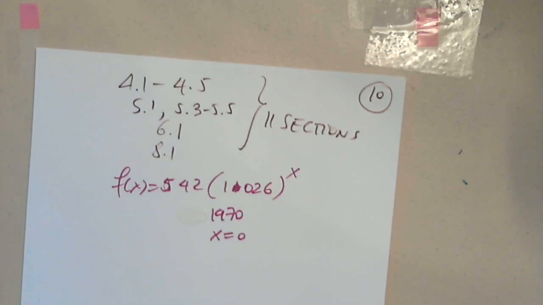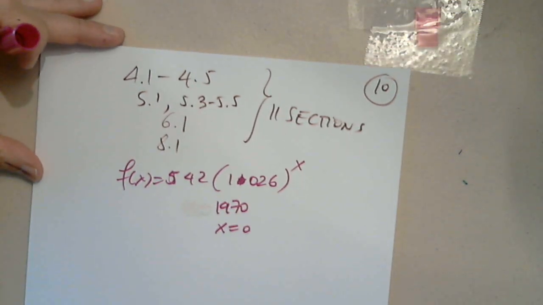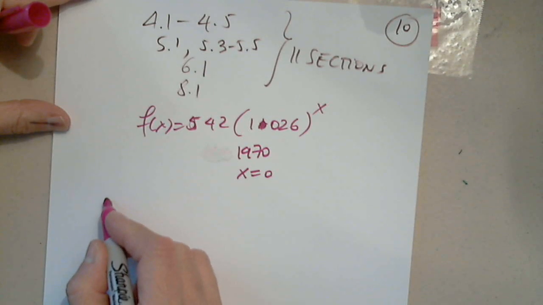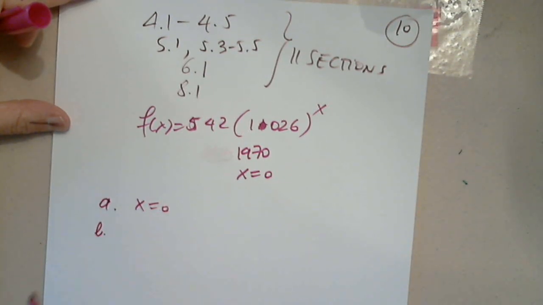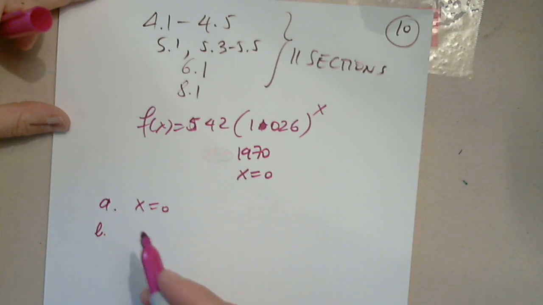And then B is modeled by this function the country's population in 1997. And then 2024, 2051, and then what's happening every 27 years. Very good. I see the problem. 1.026 to the x. Okay, so they want us first to determine what happens in 1970. So this means x equals 0. In part B, in 1997, which means x equals 27 years.